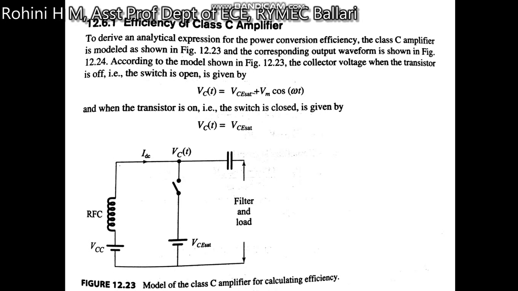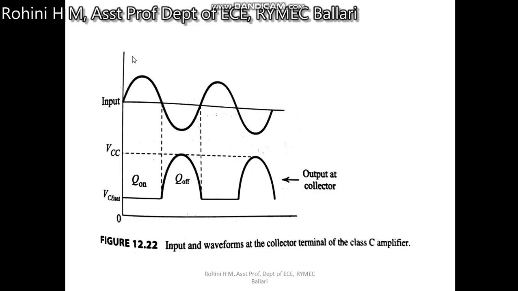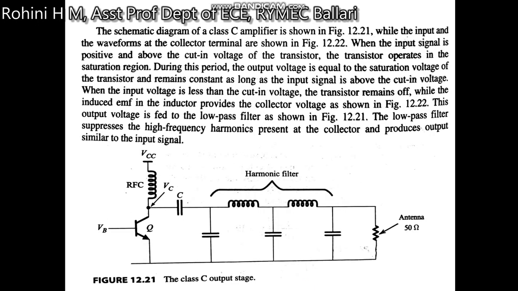So the last topic of this chapter is the efficiency of the class C amplifier. For this, we are considering the model of the class C amplifier circuit for calculating efficiency. This is the simple circuit diagram which is obtained from the basic circuit diagram. This is the circuit diagram we are rewriting.